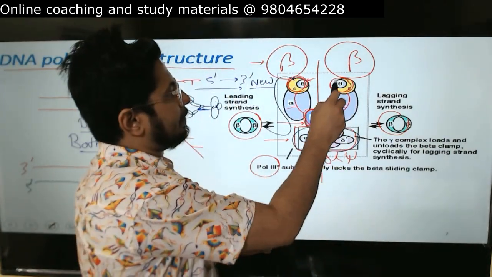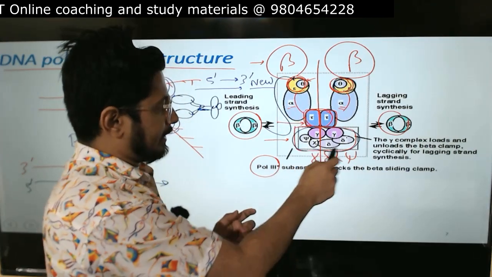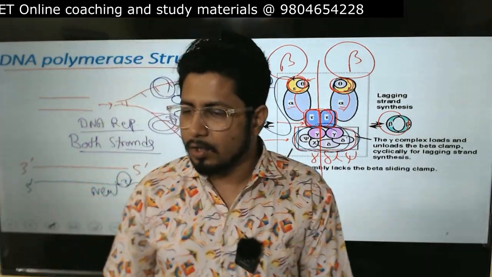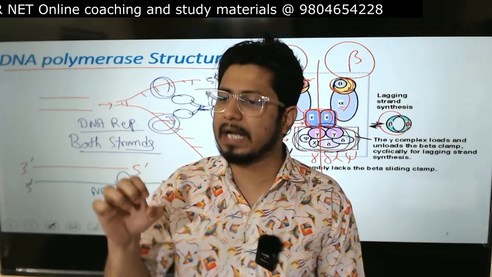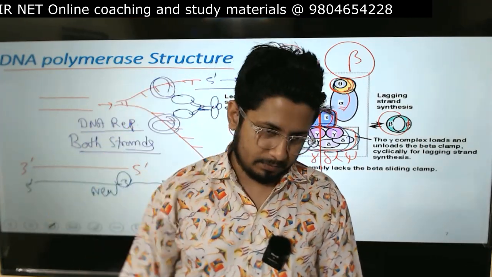Not tau, the hand means this epsilon, this structure. So they load it there, this area, beta clamp loader. So what is the point of having beta clamp? It looks like a clamp. What is the function of a clamp? It is to hold something, right?